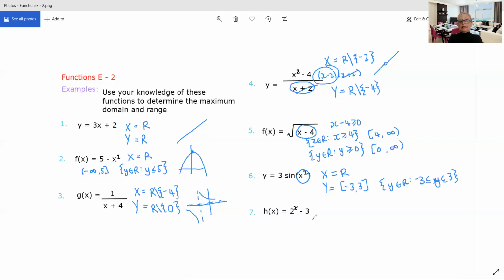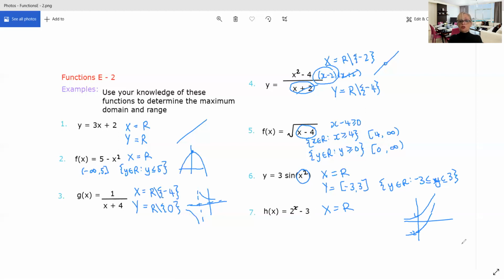Final one, again, have a basic knowledge of what y equals 2 to the x looks like. Y equals 2 to the x, going to look like that, going through 1. If it's had 3 subtracted, it's going to be moved down and will go through here. That kind of thing. So again, the domain is just going to be the set of real numbers. There's no reason why you can't have any real number there.